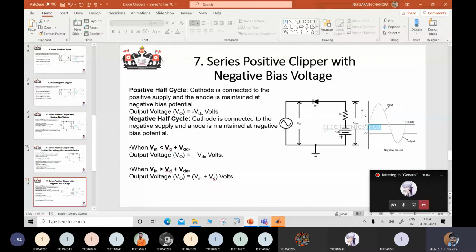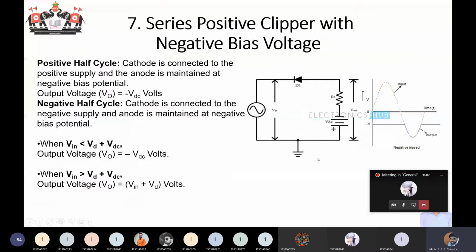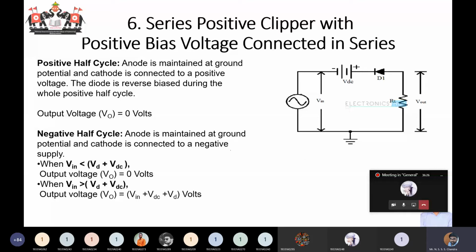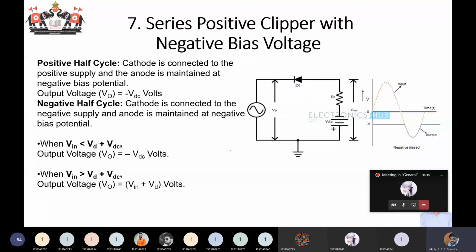In circuit number 7, again you have to tell me what happens when the diode is conducting, and what happens when the diode is not conducting. This is a series positive clipper with negative bias voltage. The only difference between circuit number 5 and circuit number 6, circuit number 7 is that instead of plus VDC, we are having a minus VDC.